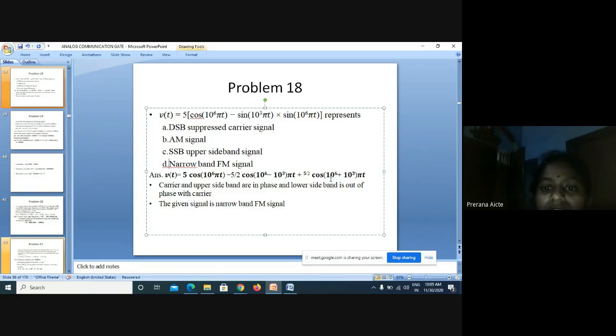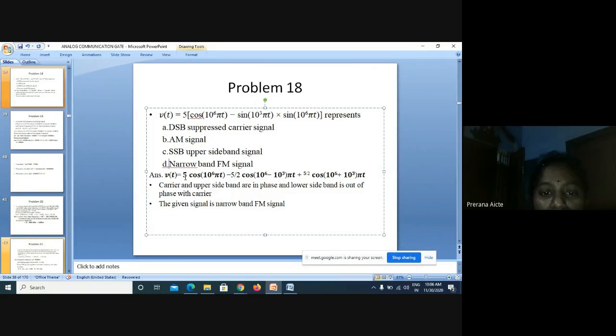So if you write this, we'll get 5 cos of 10^6 πt minus 5/2 cos of (10^6 minus 10^3)πt plus 5/2 cos of (10^6 plus 10^3)πt. Now if you observe, this signal consists of 10^6 πt, so this is 5 cos of 10^6 πt. What are the other frequencies? 10^6 minus 10^3 and 10^6 plus 10^3. So this is Fc minus Fm and this is Fc plus Fm.